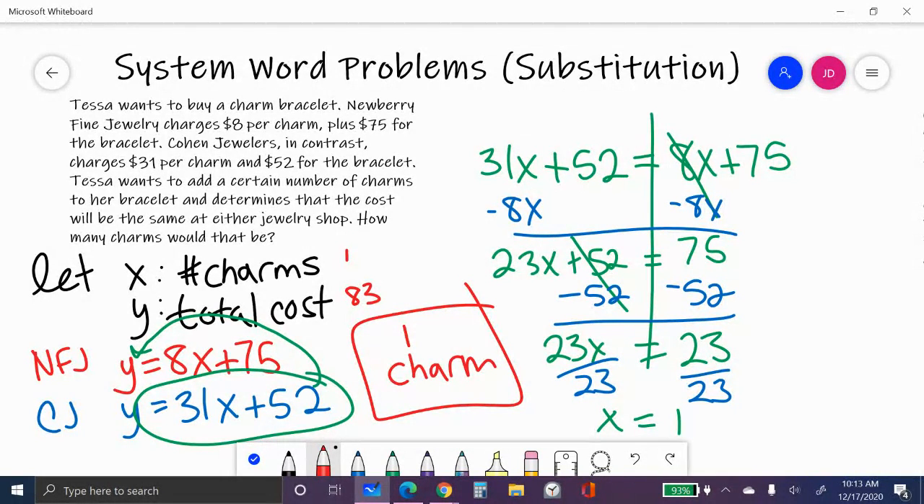Okay? So it's really important you know what the question is, what the word problem is asking for. How are you solving the word problem at the end? Okay. Let's take a look at another one.